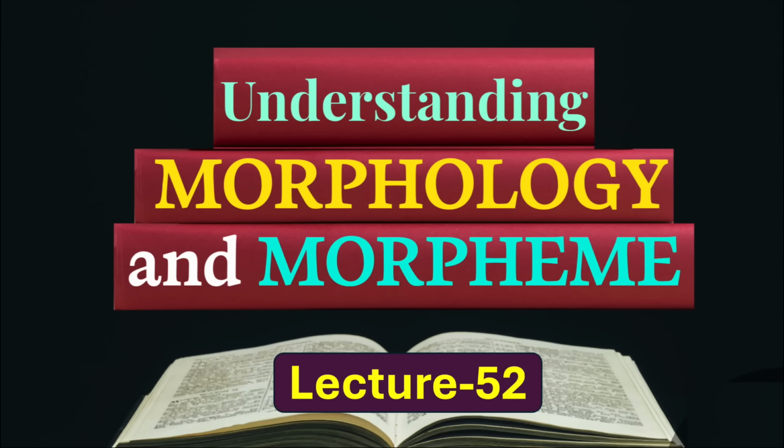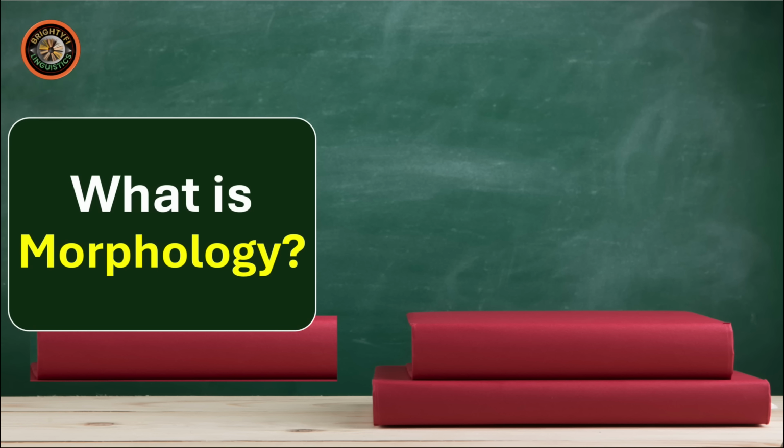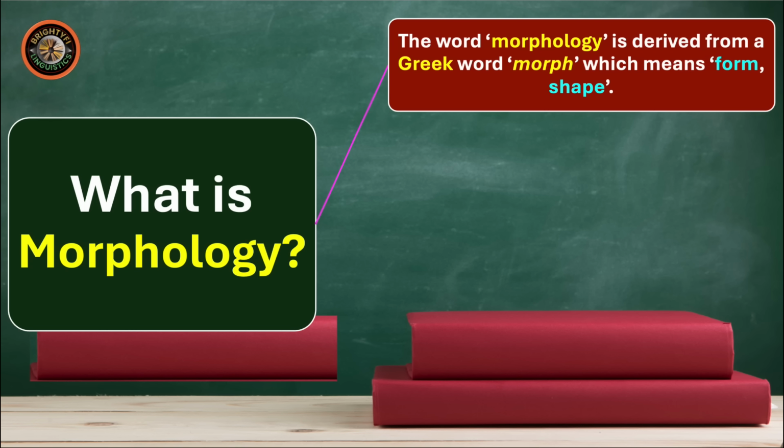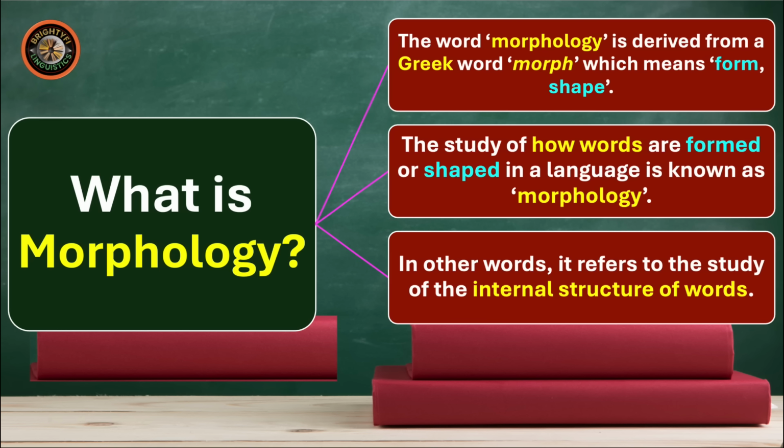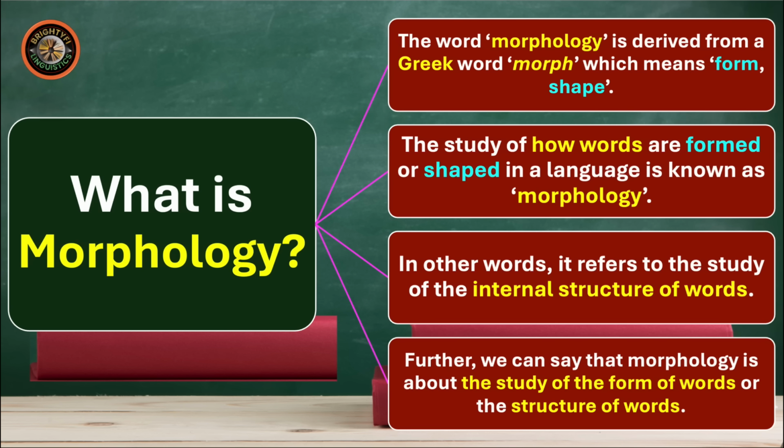Let's discuss the topic. First, we will talk about what is morphology. The word morphology is derived from a Greek word morph, which means form or shape. The study of how words are formed or shaped in a language is known as morphology. In other words, it refers to the study of the internal structure of words. Further, we can say that morphology is about the study of the form of words or the structure of words.